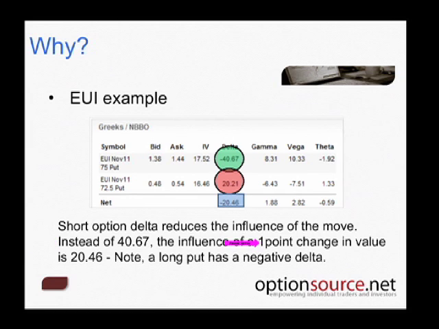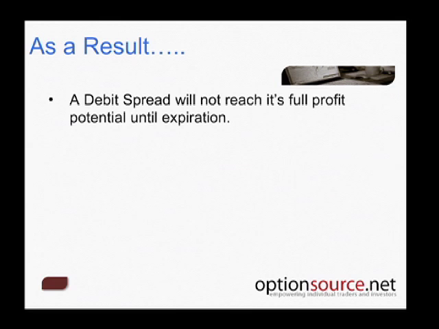So in this case, the short option delta reduces the influence of the move. Instead of 40.67, the influence of a 1 point change in value is 20.46. And again, we have to note that a long put has a negative delta, and of course a long call has a positive delta. So as a result, a debit spread will not reach its full potential until expiration. This is something that we have to recognize.